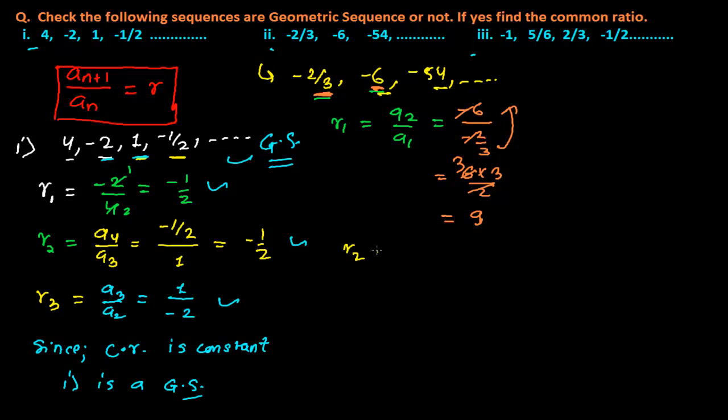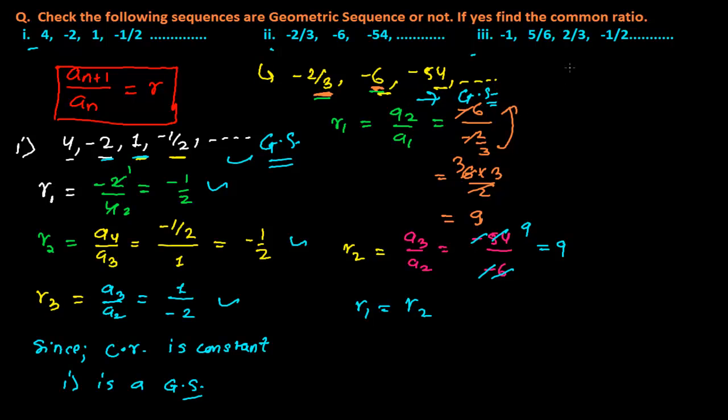So I got the first common ratio, 9, from the first and second terms. Now let me take the third term and the second term. My second common ratio is the third term over the second term, which is minus 54 over minus 6. The minus and minus cancel out, and 6 times 9 is 54. So we got 9 again. The first common ratio is equal to the second common ratio. It means this is again a geometric sequence because the common ratio is constant throughout the sequence.